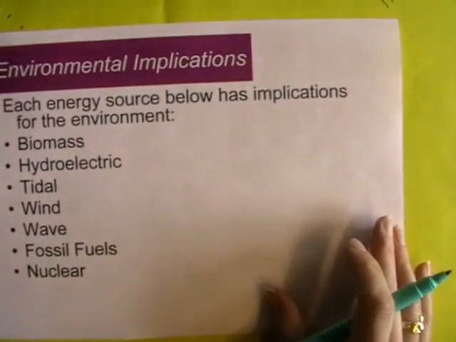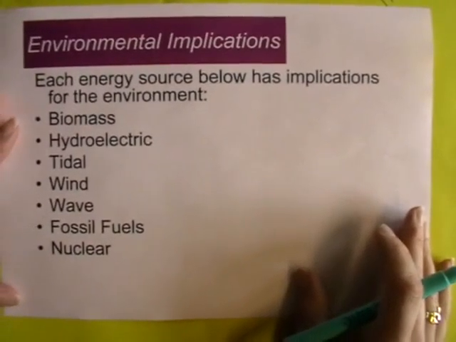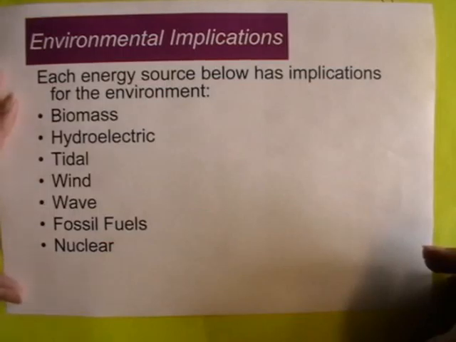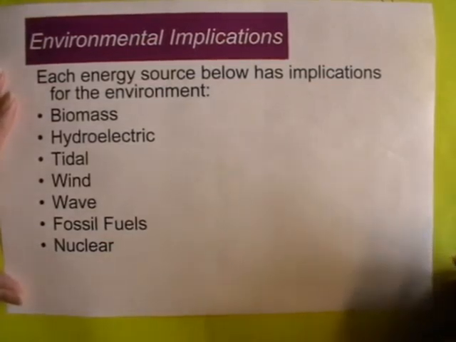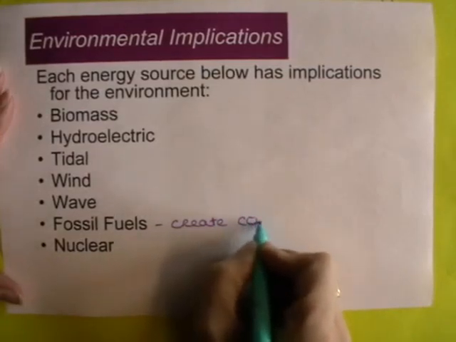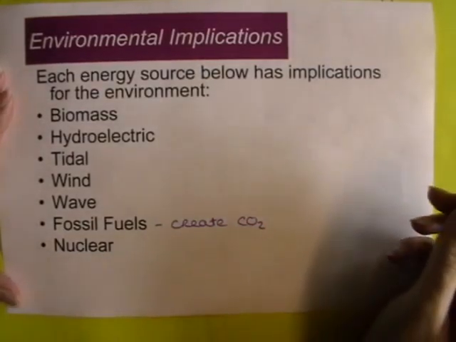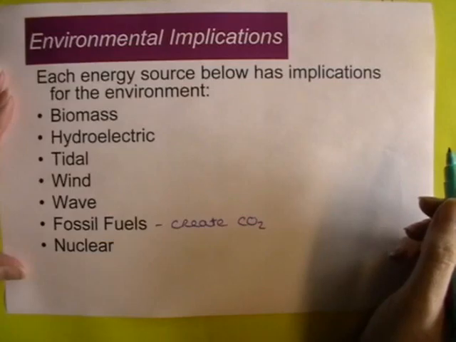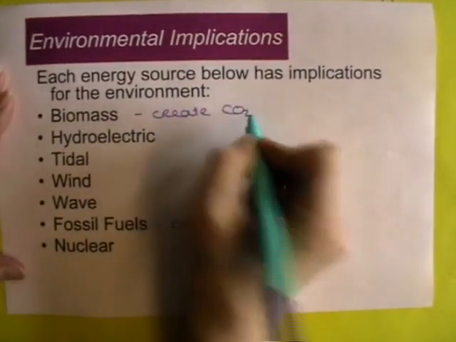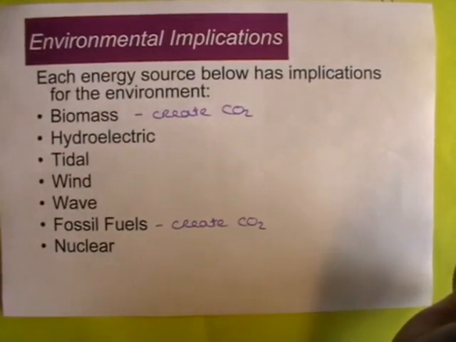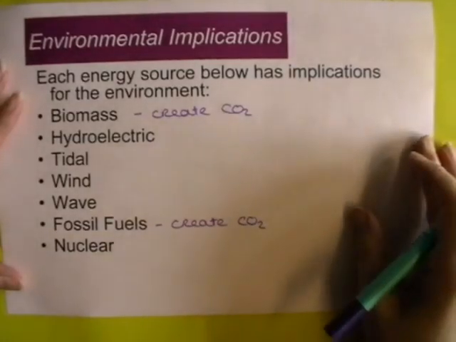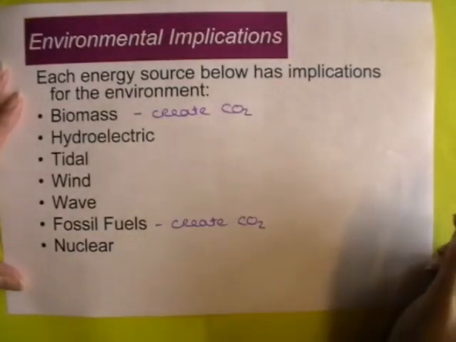Let's then look at the environmental implications of the different fuels. Each energy source below has implications for the environment. Well, obviously the fossil fuels create CO2. That's the most obvious one. And they then contribute to the greenhouse effect and global warming. Biomass also creates CO2 and contributes to global warming and to acid rain and so on.